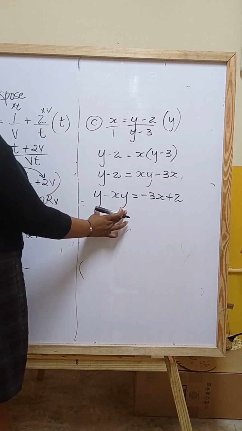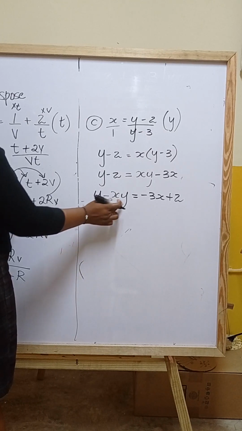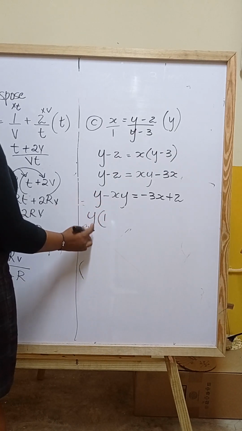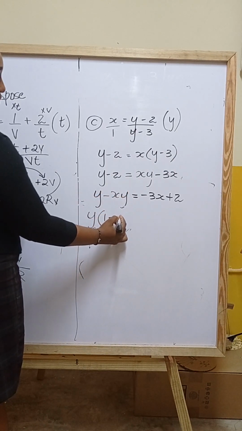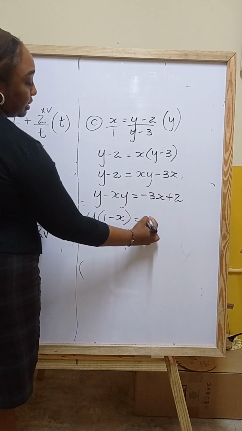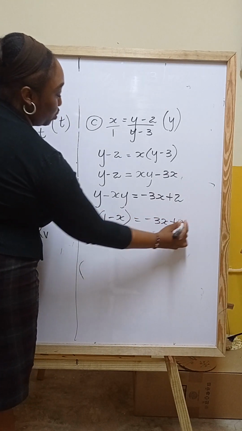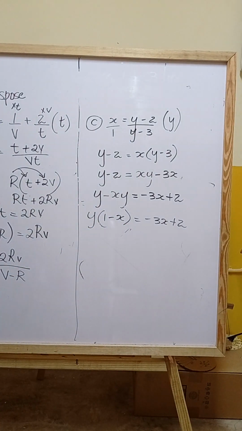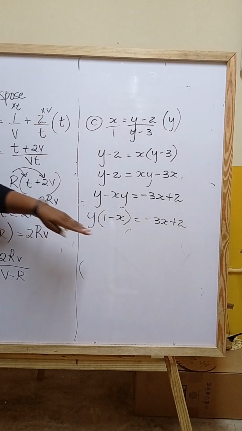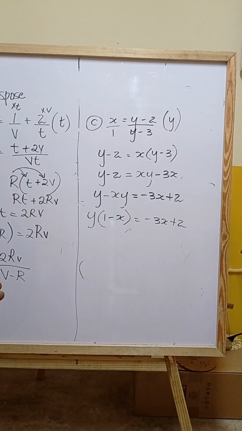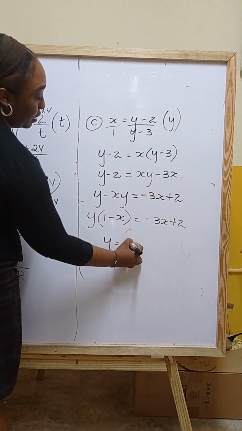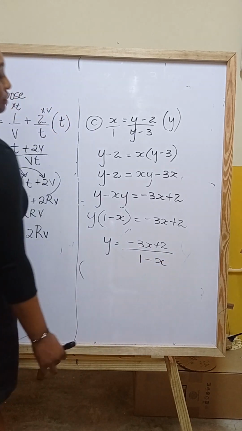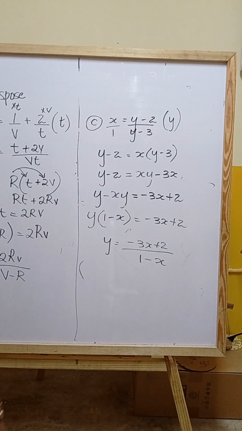Now we need to factorize the y. So what's common between these 2 terms is y. So y into y is 1. Y into minus xy is minus x. That's equal to minus 3x plus 2. Now we can eliminate 1 minus x by dividing it on the other side, because it's being multiplied on the left hand side of the equation. So y is equal to minus 3x plus 2 divided by 1 minus x. And that's it.